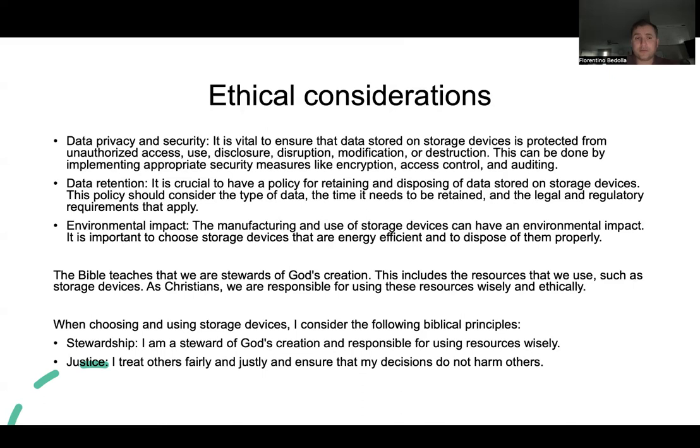The first thing that comes to mind when thinking of this is justice. Is everybody's information being treated fairly and justly? Are we going back into the data retention, data privacy, and security part that I just talked about? Stewardship: we're responsible for using resources.